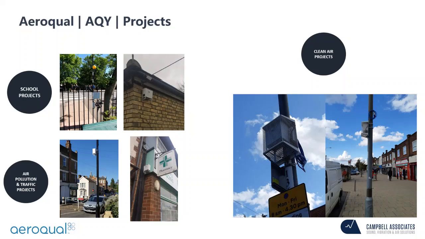Just to mention projects that are currently going on, we have school projects. For example, Dulwich College in London has 3 of our monitors. We also have a local authority using the AQY at a nursery school near an airport to evaluate pollution levels in that area. We also have the London Borough of Tower Hamlets and London Borough of Waltham Forest working on school projects and using the AQY to evaluate how effective it is to close some roads near schools during the drop-off and pick-up times.